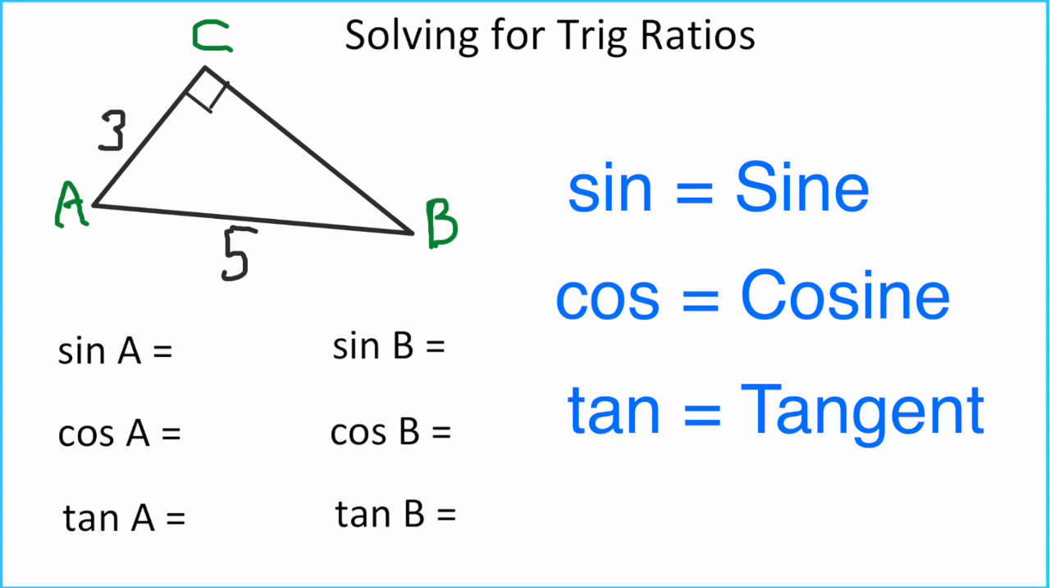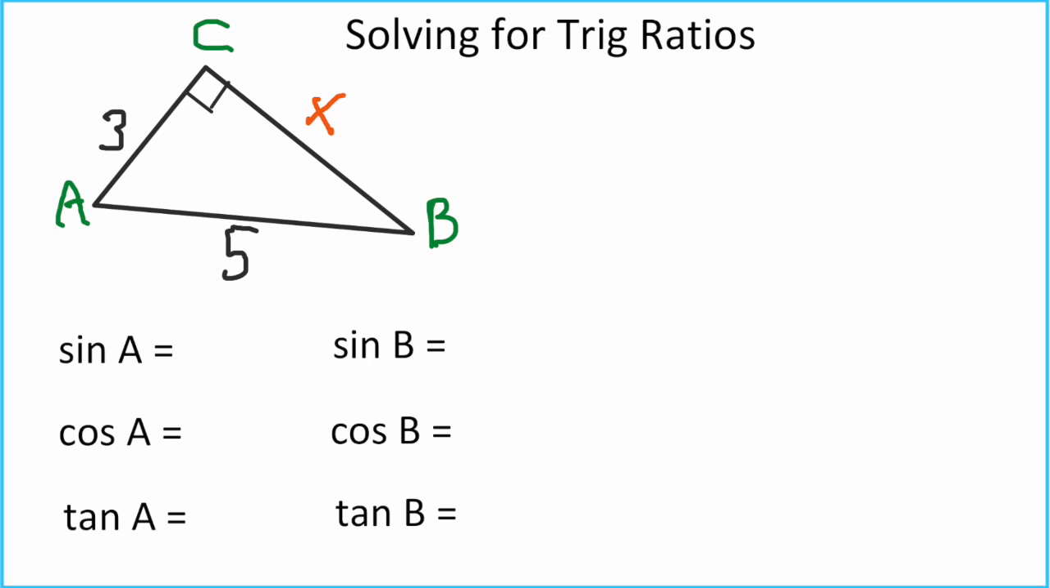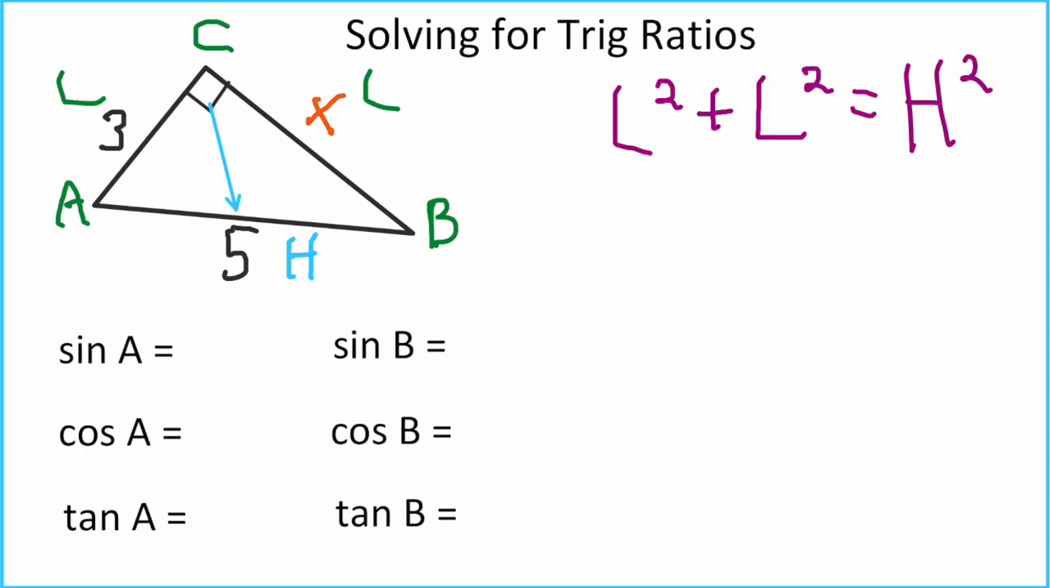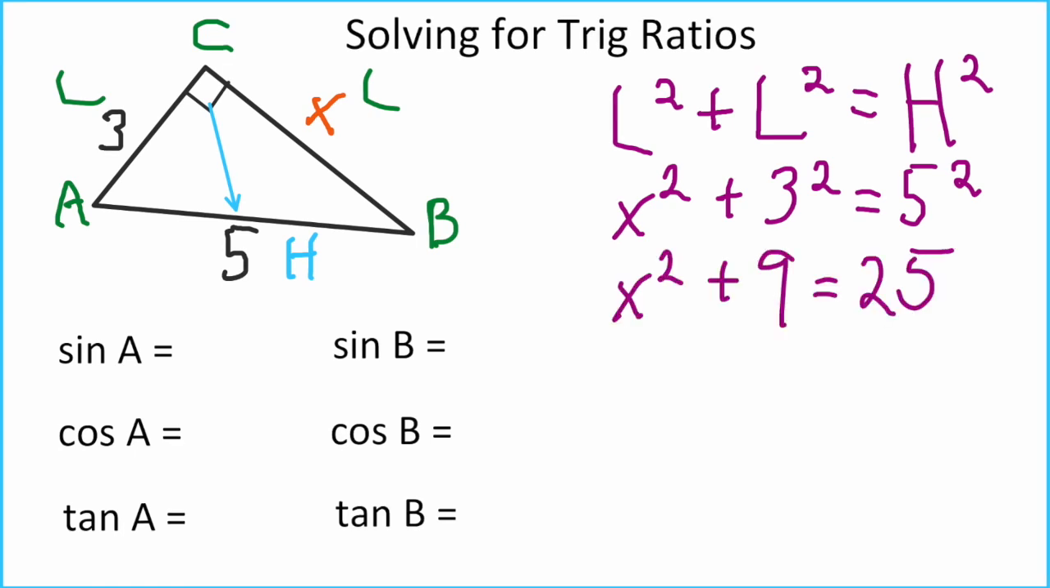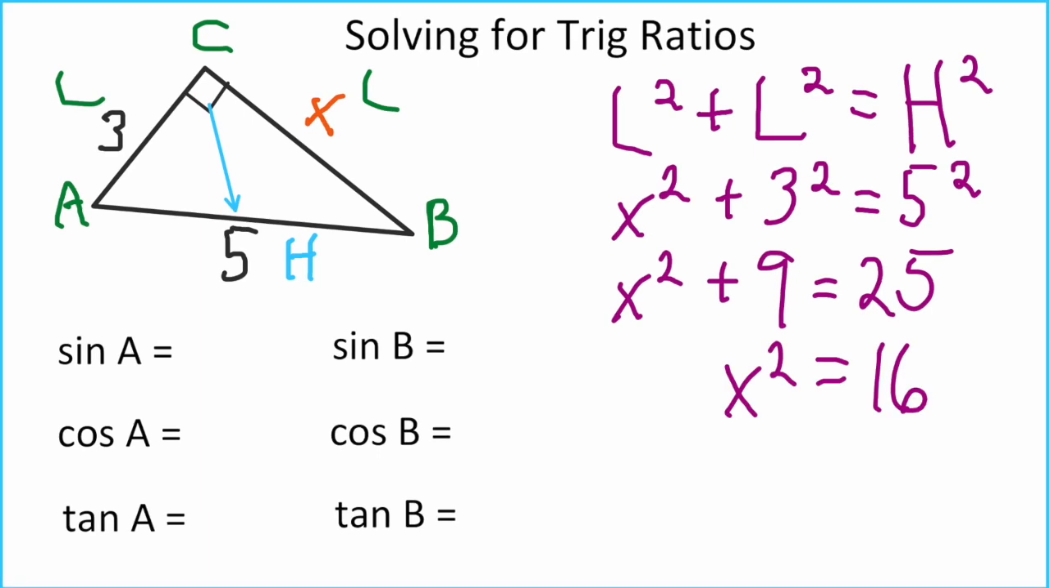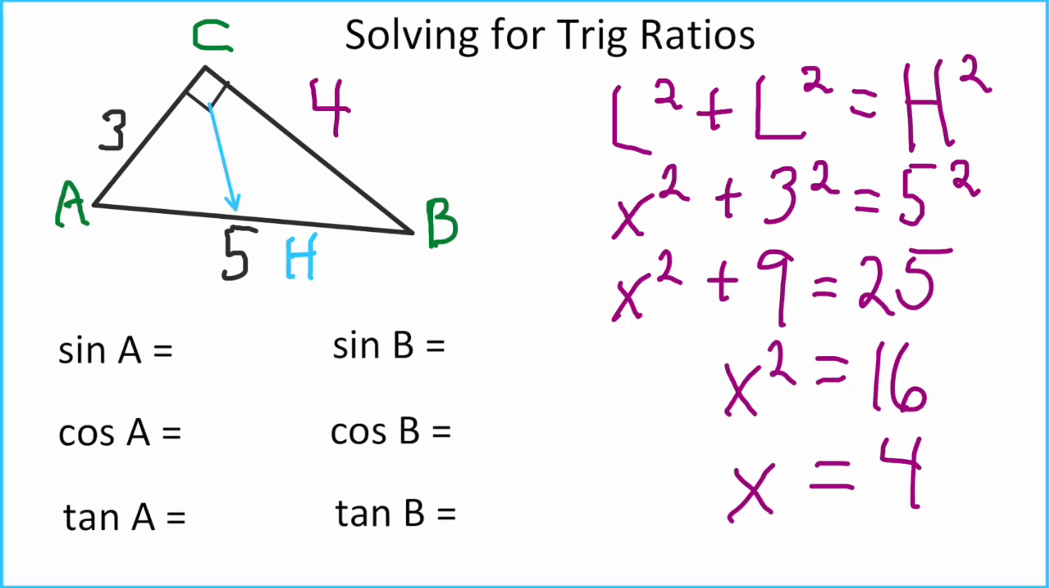All right, so first off, we're missing one of the sides. So we're going to go ahead and solve for that side. We can call that x if we want. This is a Pythagorean Theorem problem. So we've got to find our hypotenuse. The other two sides are legs. Now we're going to do L squared plus L squared equals H squared to solve for that missing side. So we got x squared plus 3 squared equals 5 squared. Then we simplify that out, and we end up with x equals 4. Now, I've run out of space, so I'm going to go ahead and erase all that.